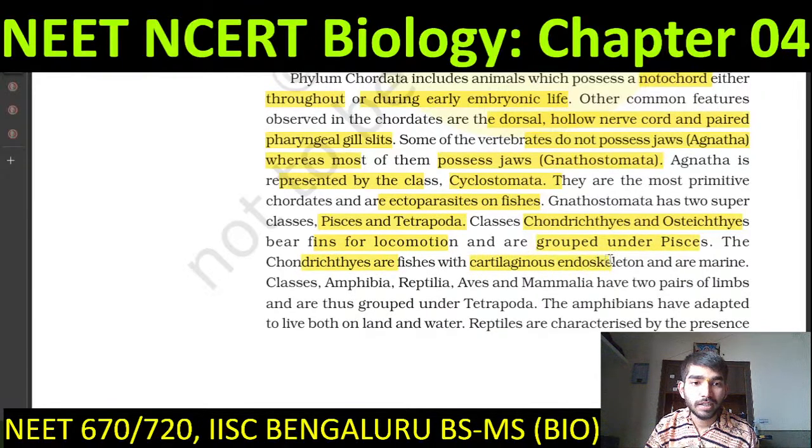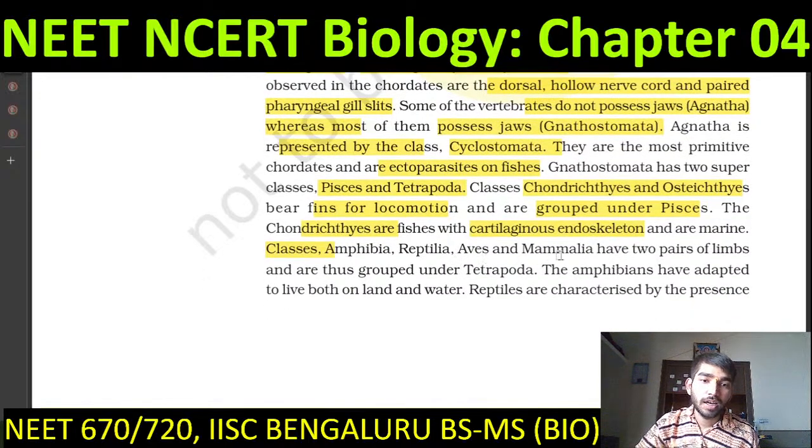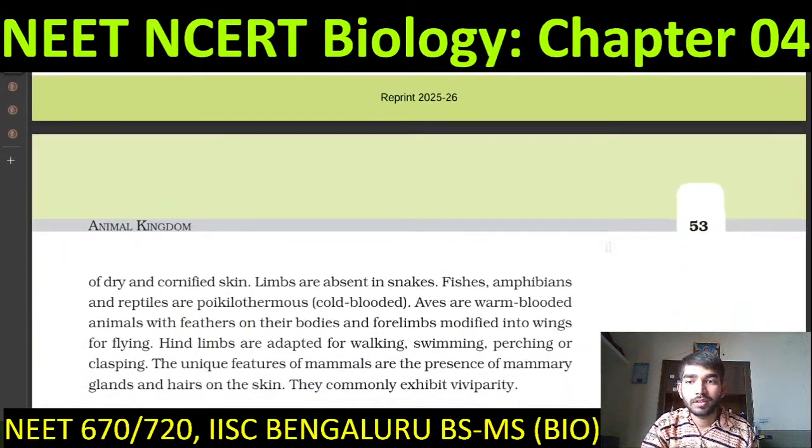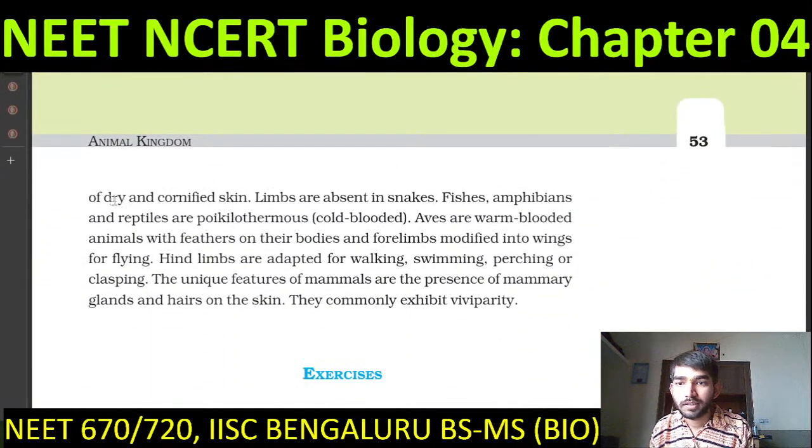Chondrichthyes have a cartilaginous endoskeleton. Then amphibia, reptilia, aves, and mammals, having two pairs of limbs, are grouped under Tetrapoda. Just remember an exception for the limbless amphibian, which was Ichthyophis. Amphibians are adapted to both land and water. Reptiles have cornified skin. Limbs are absent in snakes, as all of us know.